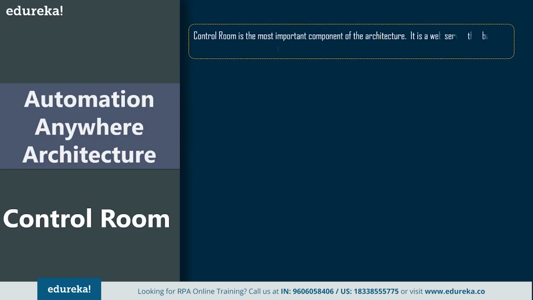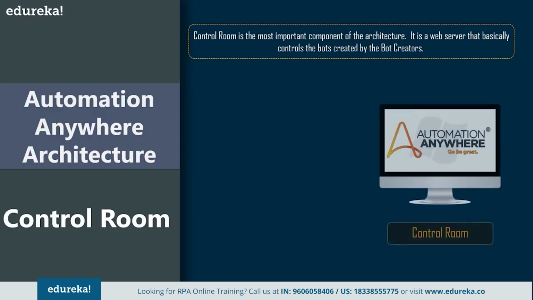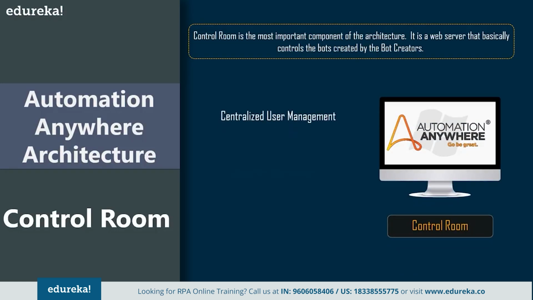The control room is, as I said, the most important component of the architecture. It's a web server that provides the bots created by the bot creators. As Automation Anywhere focuses on centralized management, the control room offers features such as centralized user management, automation deployment, source control, and also provides a dashboard. Don't worry, I'll show you what I'm talking about. We're going to install Automation Anywhere and then start working on it, so I'll show you how that works.